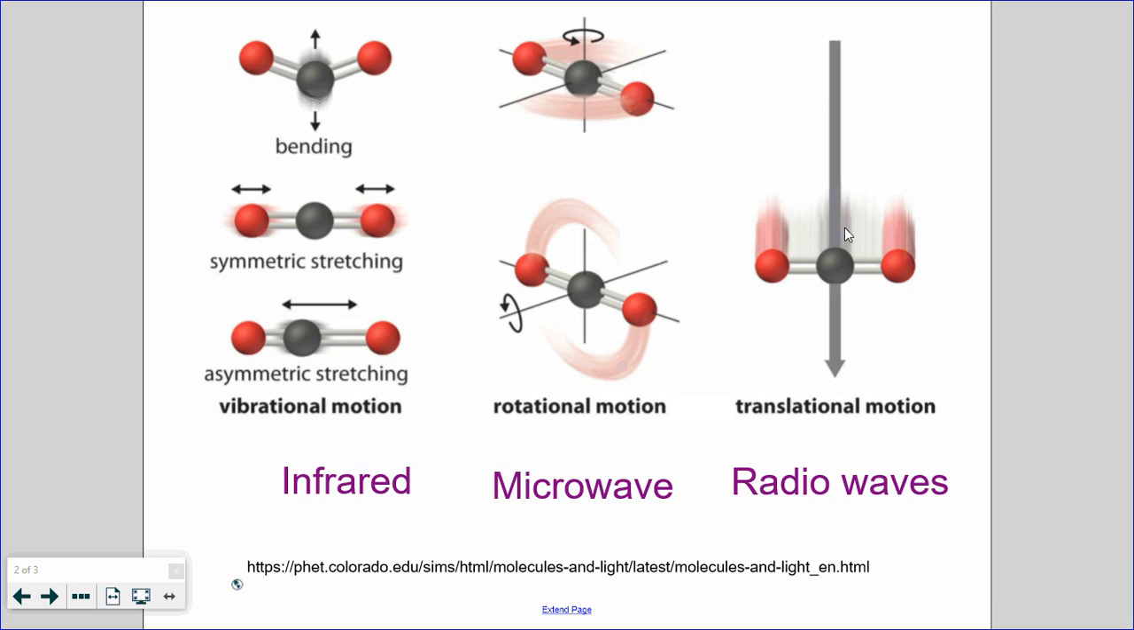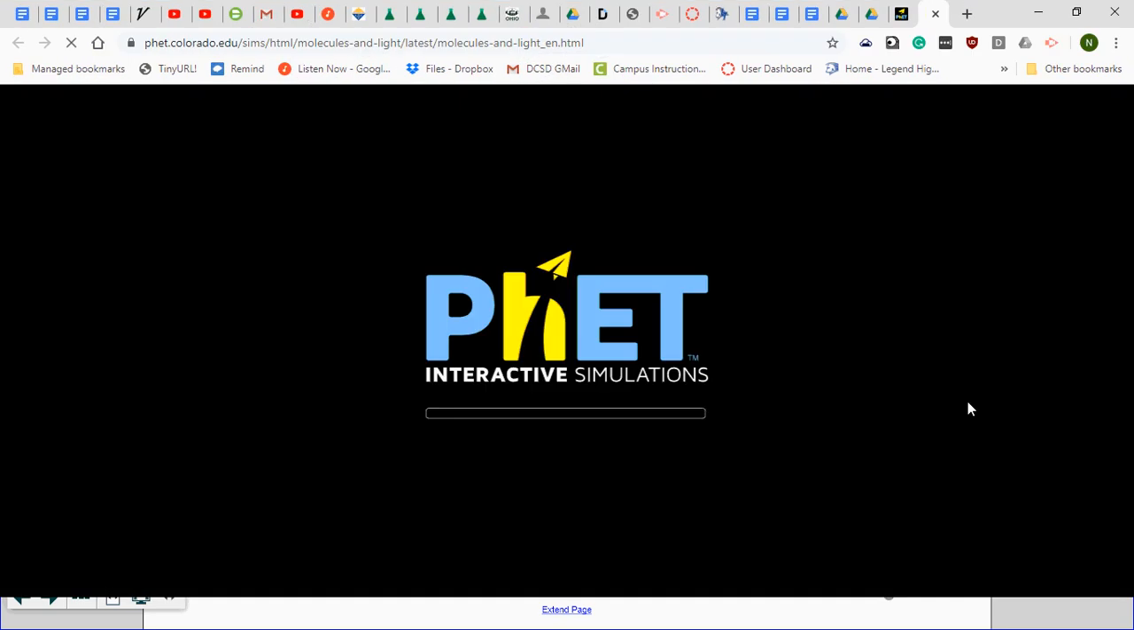And then translational motion is what happens with radio waves. Radio waves don't have a whole lot of energy to them, but they're big. So different levels of radio waves will physically move molecules. Not very much, but enough that they aggregate over time and they slowly move. I'm going to show you that in a simulation here, so we'll pop that up.